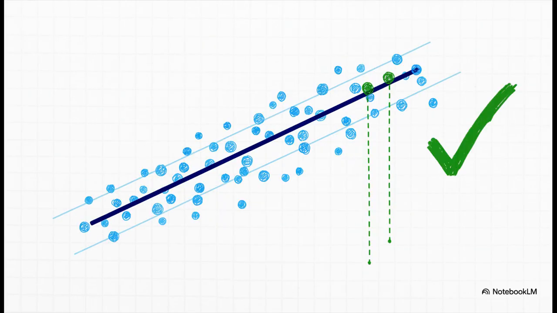Okay, the second big rule has a really fancy, kind of scary-sounding name, homoscedasticity. I know, it's a mouthful, but the idea behind it is actually pretty simple. All it means is that the size of your errors, how far the dots are from the line, should be pretty random and consistent all the way along the line. There shouldn't be any kind of obvious pattern to your mistakes.